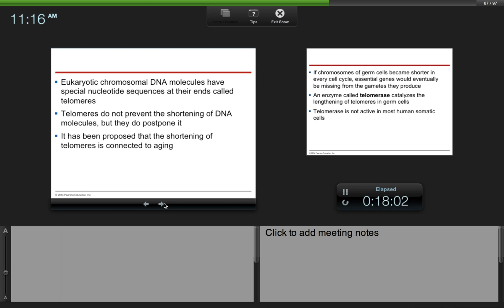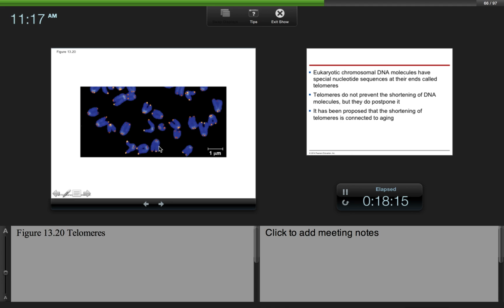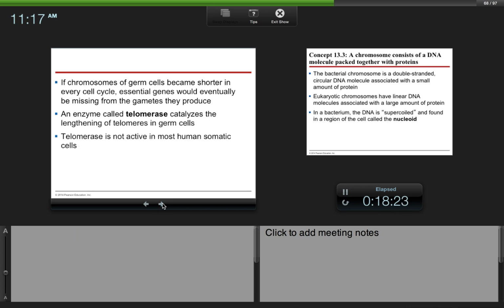Eukaryotic chromosomal DNA molecules have specific nucleotide sequences at their ends called telomeres. Telomeres do not prevent the shortening of DNA molecules, but they do postpone it. It has been proposed that the shortening of telomeres is connected to aging. Okay, so that's the part that's sort of glowing here. If chromosomes of germ cells became shorter in every cell cycle, essential genes would eventually be missing from the gametes they produce. An enzyme called telomerase catalyzes the lengthening of telomeres in germ cells. Telomerase is not active in most human somatic cells.